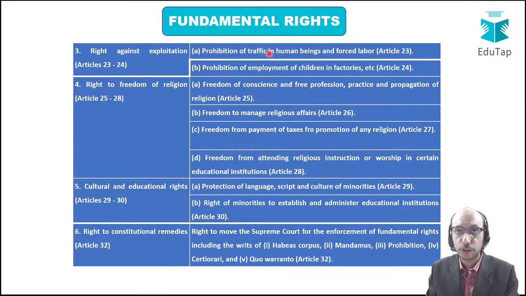23 talks about prohibition of traffic in human being and forced labor. 24 talks about prohibition of employment of children in factories. Right to freedom of religion. 25 talks about profession, practice, propagation. 26 manage religious affairs. 27 taxes. 28 instruction. 29 is cultural and educational rights. It talks about protection of language, script and culture. 30 talks about right of minorities to establish and administer education institutions. And 32, this talks about enforcement of rights. So these are your rights that you should be knowing.